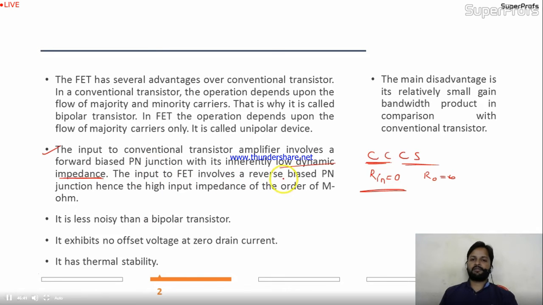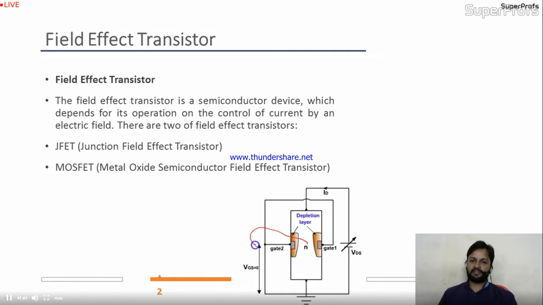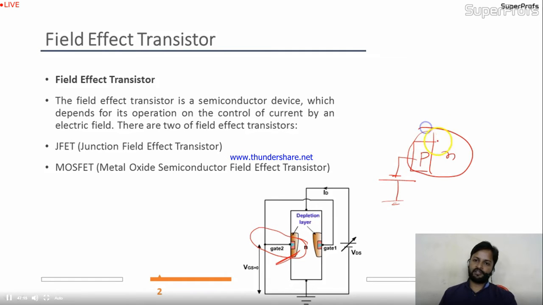The input to FET involves a reverse bias PN junction, hence the high input impedance. And if you talk about the FET, it is a voltage control current source. Voltage control means Rin is infinity. And definitely in the diagram also you can see this. Wait. This is the input stage, and in the input stage you have reverse bias. Here you have N channel, here is your gate, and into the gate you are applying the reverse battery. So this is the input stage and this is the reverse bias. In reverse bias the R is infinity. Okay.